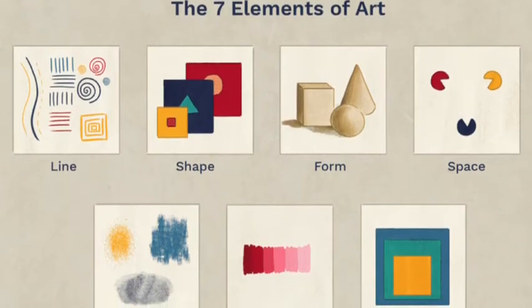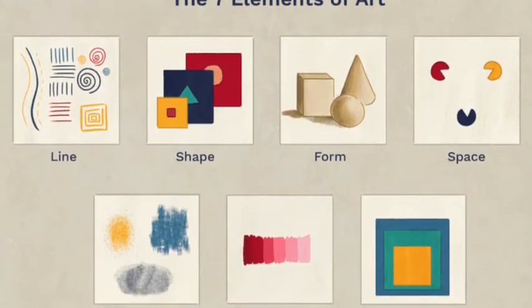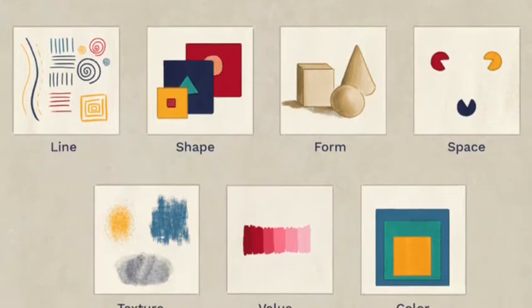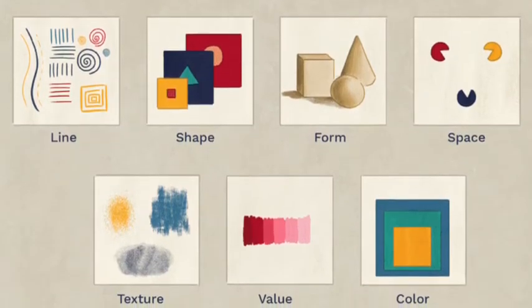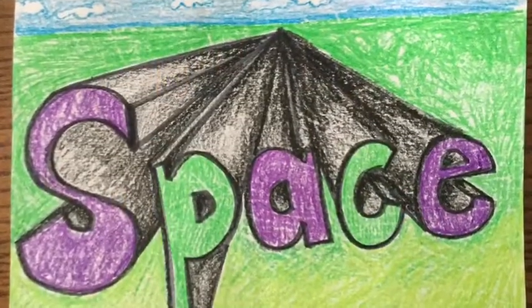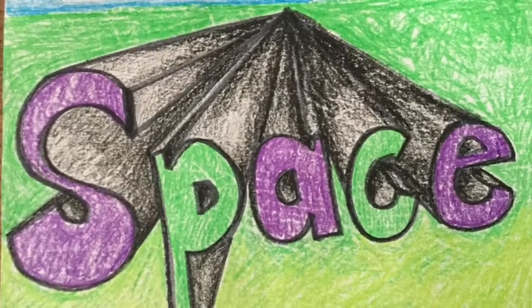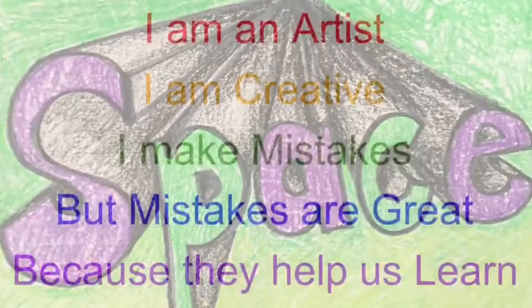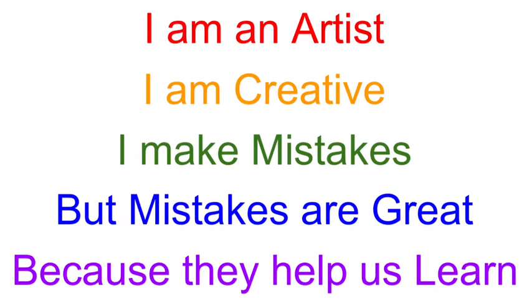Welcome back to art. We are focusing on the 7 elements of art. And today, let's talk about space. Space is an optical illusion. Really, we're tricking your eye into thinking you can walk right into our artwork.